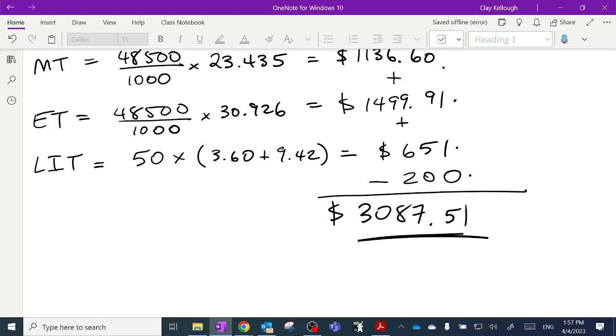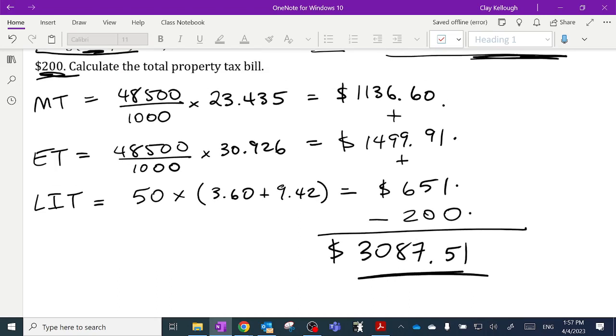$3,087.51. That would probably be about normal for this neighborhood for your standard 3 or 4 bedroom house. I have a 4-bedroom house in a neighborhood not quite as in demand as this one, so I think I'm paying around 28.7 I think was my last. I can't remember exactly, but yeah, 28.29 is my property tax bill.